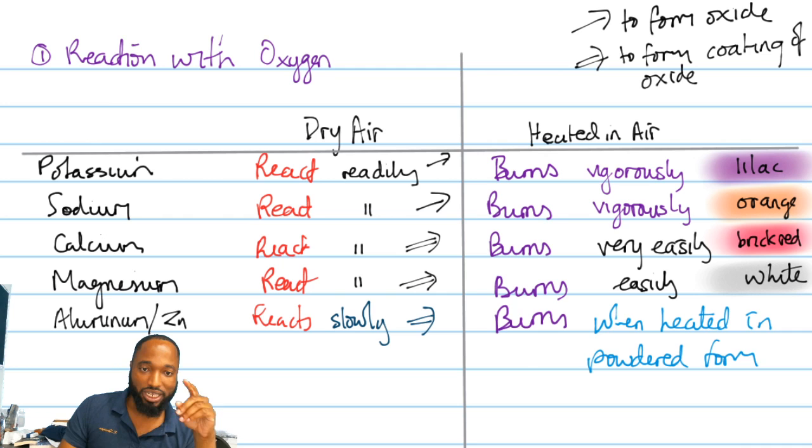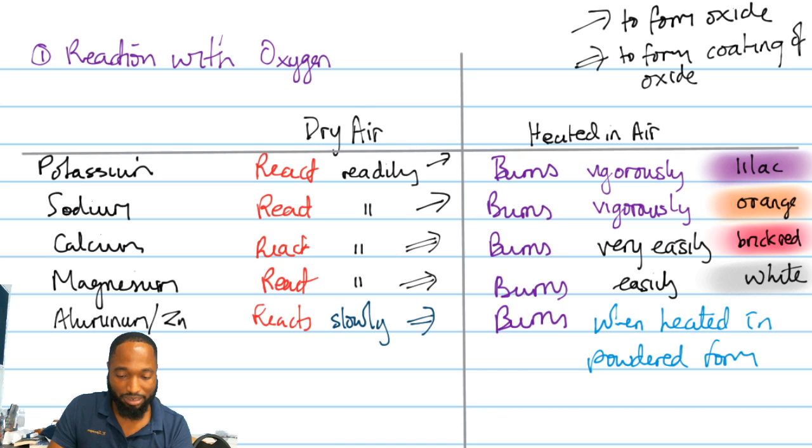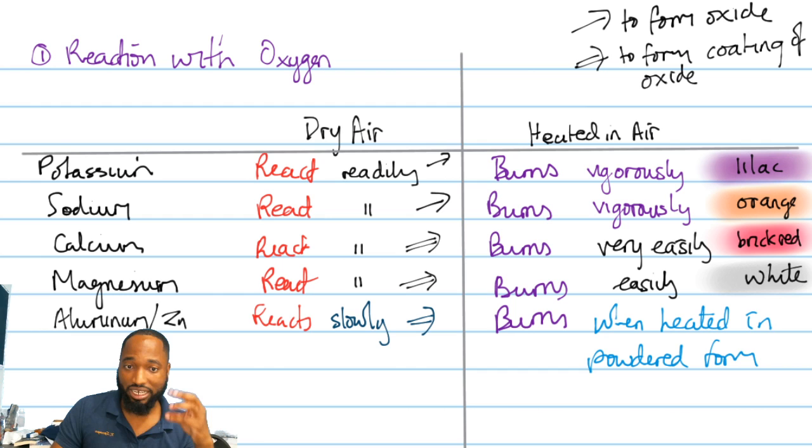So potassium, sodium, calcium, magnesium. Potassium and sodium are stored in the same spot as well, except one is lilac, one is orange flame when you heat it in air. Don't forget calcium is brick red. Magnesium is white. Right? So they react vigorously, very easily, readily in air. But these form a coating of the oxide: calcium, magnesium, and aluminium.